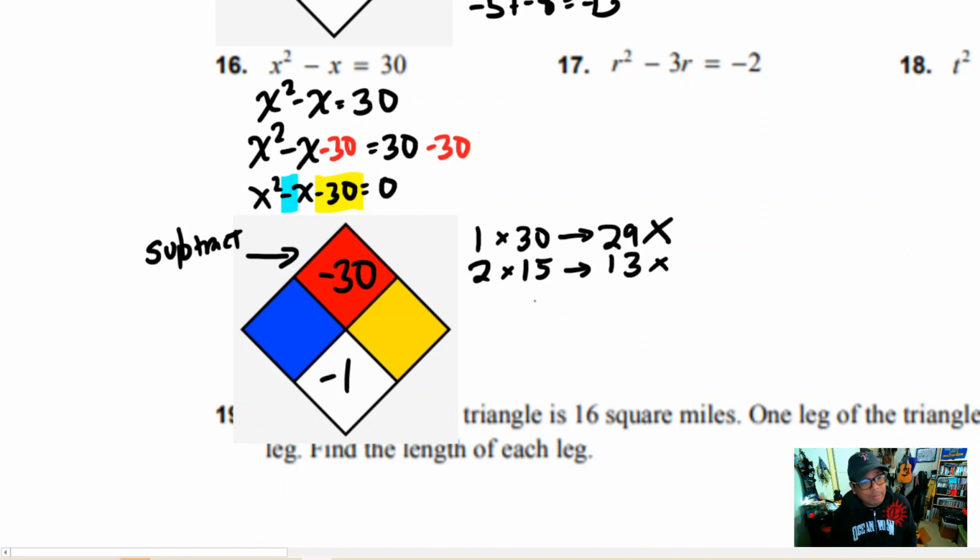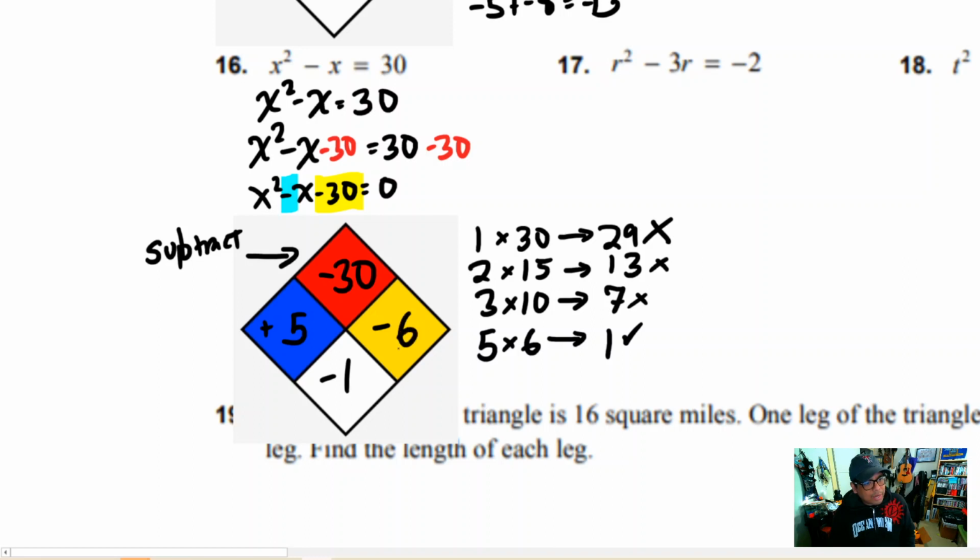I'm looking for 1, basically. 3 times 10, and if I do a subtraction there, I get 7. Incorrect. Oh, we're running out of options here, right? 4 doesn't work. 5, yeah, 5 works. 5 times 6 is 30. And when I subtract them, look at that, I get a 1. So it's definitely 5 and 6. Now the question is, one of them has to be positive and one of them has to be negative. So which one is positive and which one's negative? If you think it through, you should be able to see that it's a negative 6.